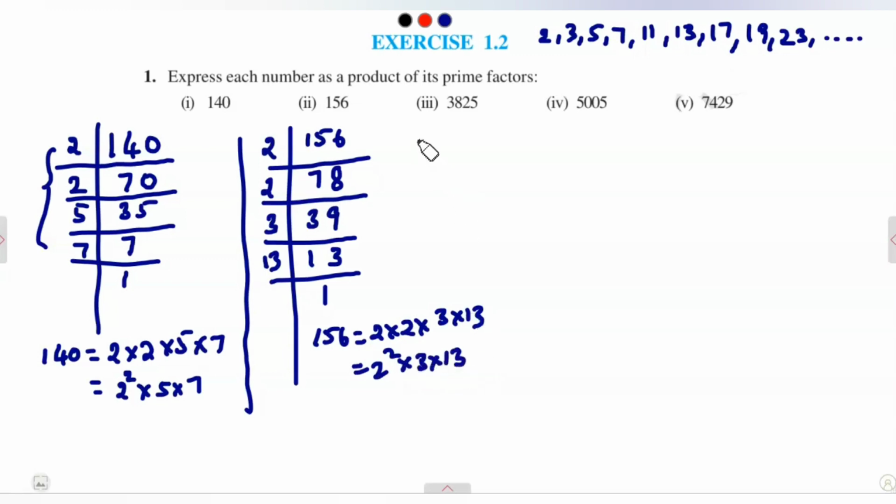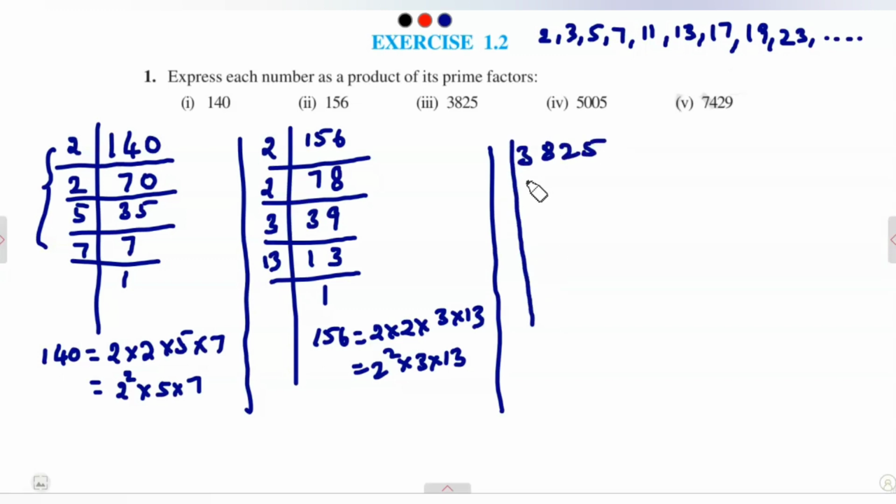Okay, let's go to the next one: 3825. Let's do the prime factorization for this. Because the last digit is 5, we can take 5 table. So 5 table, 5 sevens are 35, 3 remainder, 32, 5 sixes are 30, 2 remainder, 25, 5 fives are 25. Next, again take 5 table. 5 ones are 5, 2 remainder, 26, 5 fives are 25, 1 remainder, 5 threes are 15, 153.